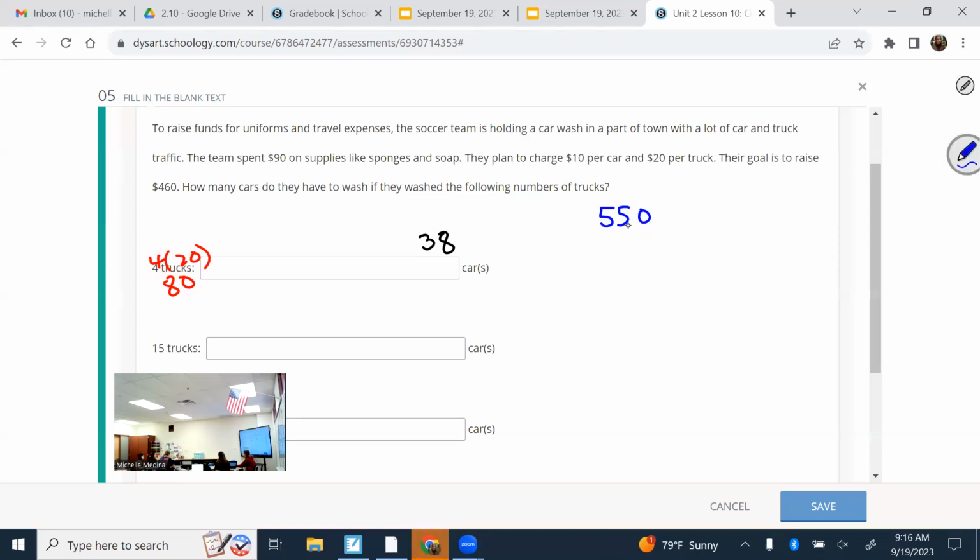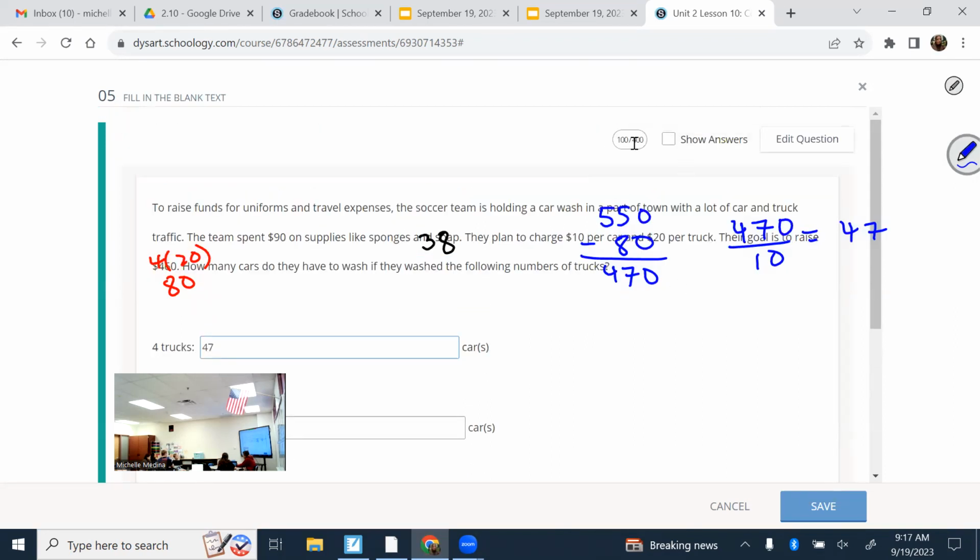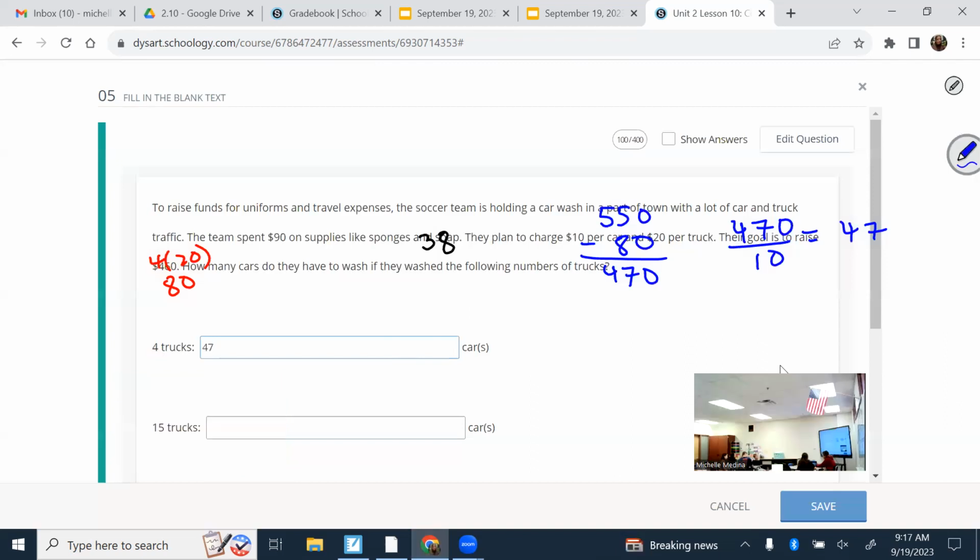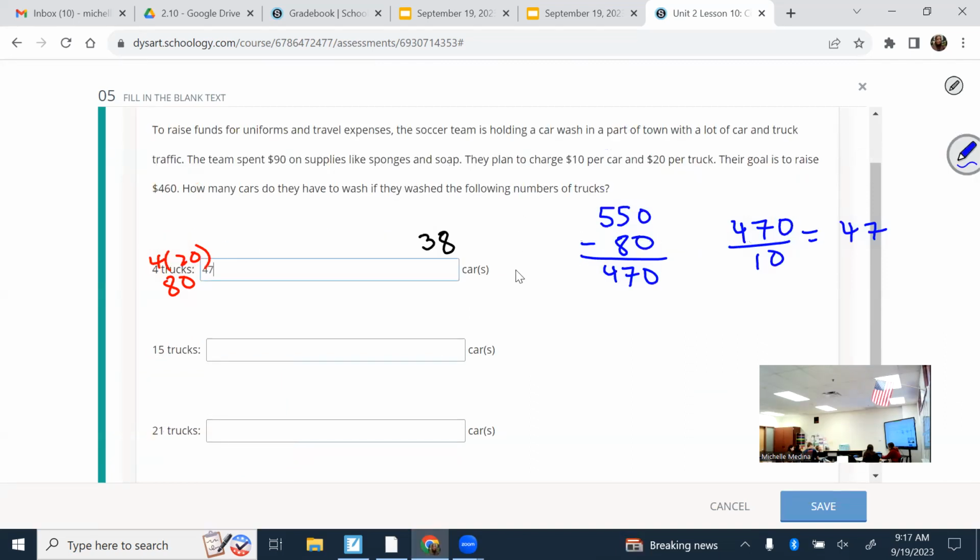Okay, yeah, 550. So then if we minus the $80 from that, which is 470, and then we'd have to divide the 470 by 10 because that's how much they charge per car. Then I'm doing 47 cars, which is one of the answers. So every time I put a right answer in, this goes up. So yeah, that's how you're doing it. You're having to account for the $90 that they already spent and add that to what they want to raise. So that way you can actually get how many cars you need.